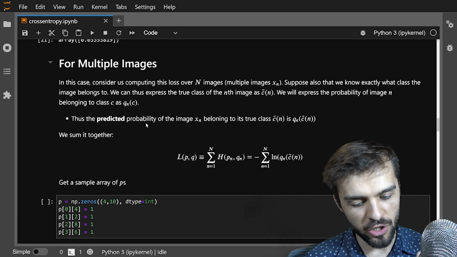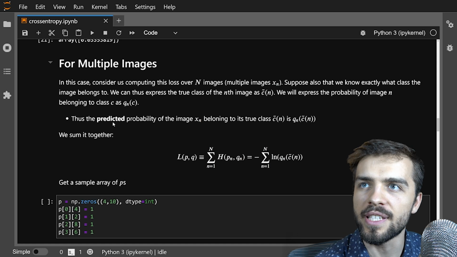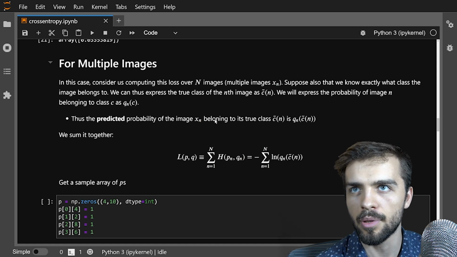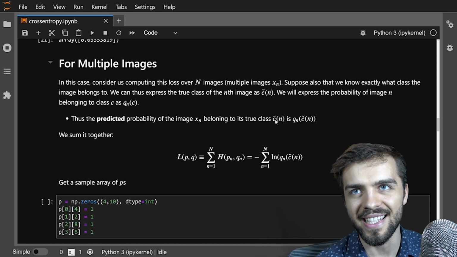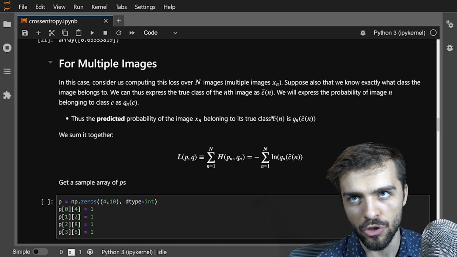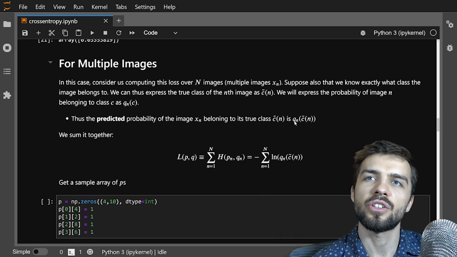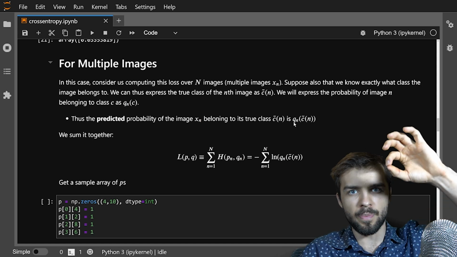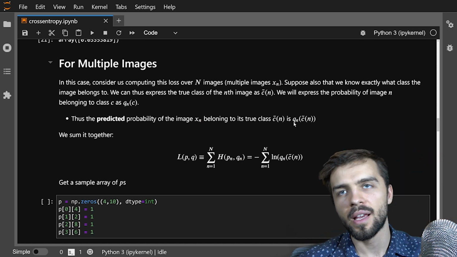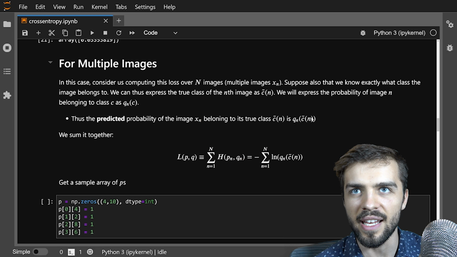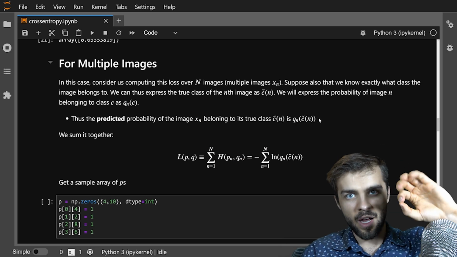So again, going slowly, think about this. The predicted probability of image x_n belonging to its true class, C tilde of n, remember C tilde is the true class of the nth image, is Q_n, so that's the vector corresponding to the nth image that I feed it. And C tilde of n is the index of the true class.